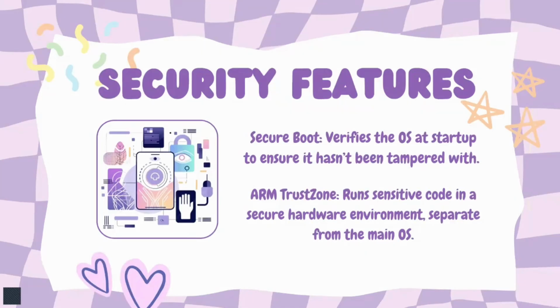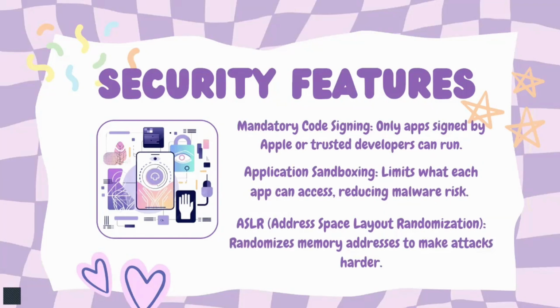Security features of the iPhone operating system. First feature, secure boot. At startup, it checks the system and only runs trusted software. ARM TrustZone keeps sensitive data in a protected part of the CPU that regular apps cannot touch. Mandatory code signing: only apps approved by Apple or any trusted developer can be installed and run, and no untrusted app gets in.